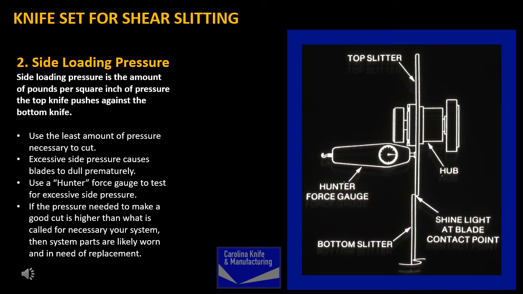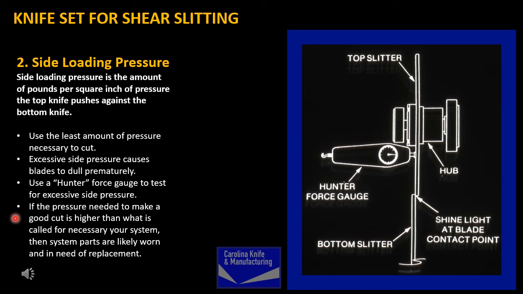Side loading pressure is simply the amount of pounds per square inch of pressure your top knife is pushing against your bottom knife. The least amount of pressure necessary to get your cut to work is the amount to be used. It may take more pounds of side loading pressure than your system calls for. If this is the case, then you are compensating for worn bolts, slides, gibs, gears, bearing seats, and the like. This is one way to know that your holder delivery system needs to be rebuilt.